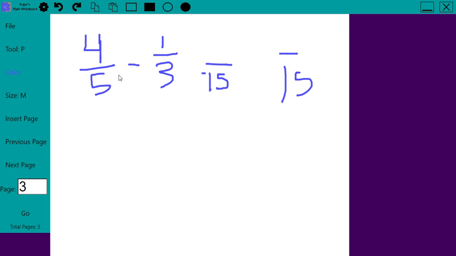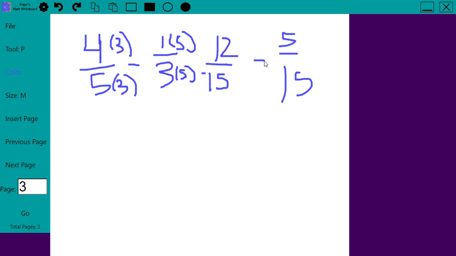Now I multiplied 5 by 3 to get to 15, so I'm going to do the same thing to the top number. 4 times 3 is 12. Alright, I multiplied 3 by 5 to get to 15, so I'm going to do the same thing with the top number. 1 times 5 is 5. Now I'm going to subtract: 12 minus 5 gives me 7. So this is my answer, 7 over 15.